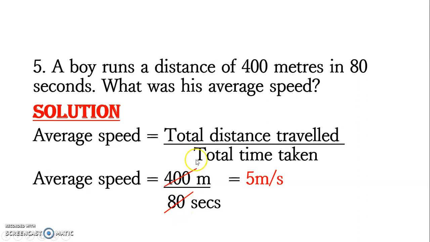So 0 cancels 0. 8 into 40 will give us 5, as 5 meters per second. 5 meters, that's the distance covered. 5 meters per unit of measuring time, seconds. So 5 meters per second.